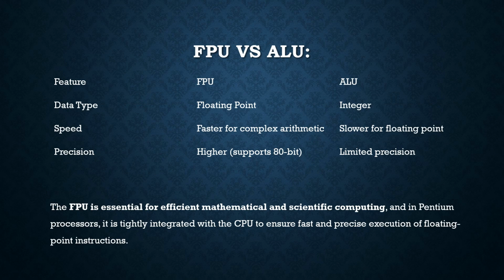This table briefly shows the differences between FPUs and ALUs. I think you will be able to grasp the ideas from this table. It is simple: the FPU is for complex arithmetic operations and the ALU for simple ones. The FPU is faster, the ALU is slower. So we can say the FPU is essential for efficient mathematical and scientific computation, and in the Pentium processor, it is tightly integrated with the CPU in order to ensure fast and precise operation of floating point instructions.